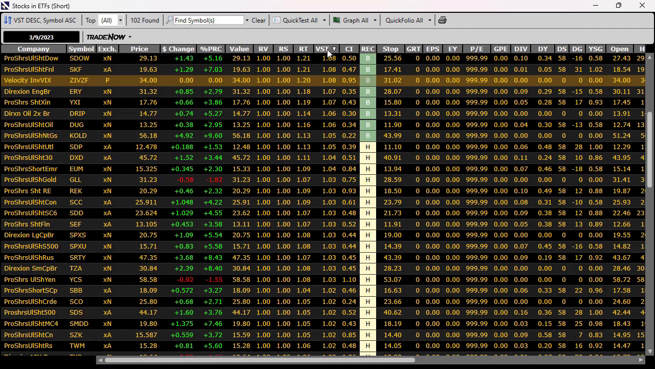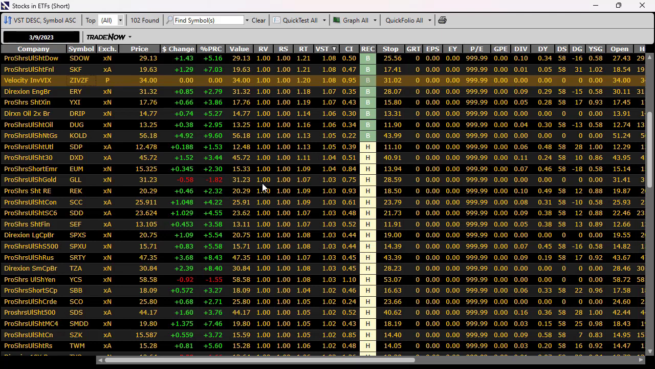And by the way, since we're sorted by VST, ETFs, because they often don't even hold any stocks, don't have fundamental analysis. So we keep them neutral with RV and RS scores at 1. So essentially the VST sort is one of RT. And when you have a tie in the RT score, then the secondary sort is by symbol.